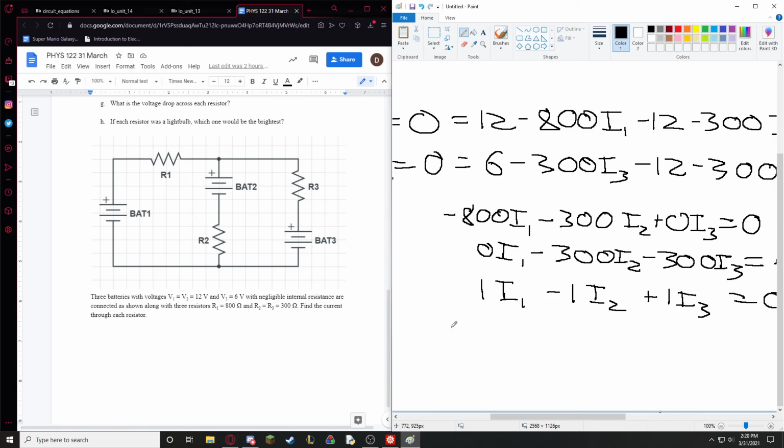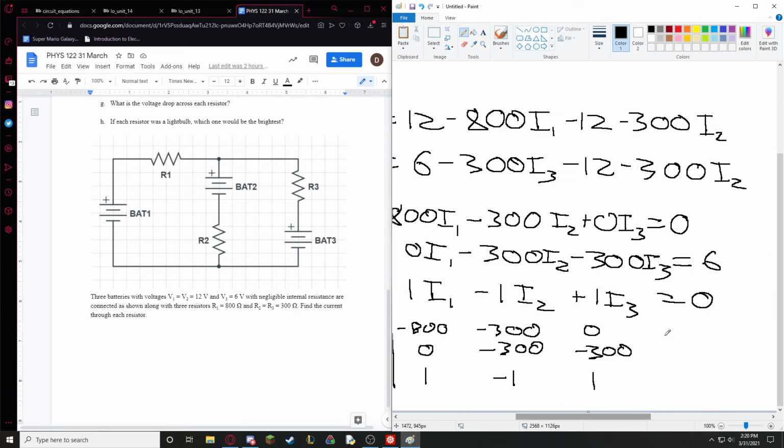So then what we do is we'd create a matrix where we take each of these values. So it's going to be a 3 by 4 matrix. So we have all our values we'll plug in here. So we have minus 800. This is the I1 column. Minus 800, 0, 1. Minus 300, minus 300, minus 1, 0, minus 300, plus 1, and then our fourth column is our constants, which is 0, 6, 0.